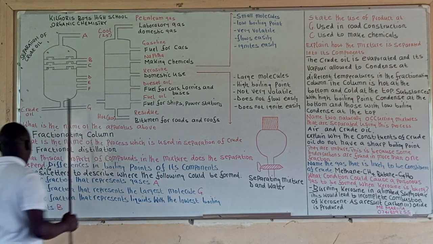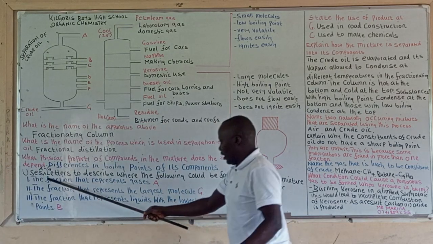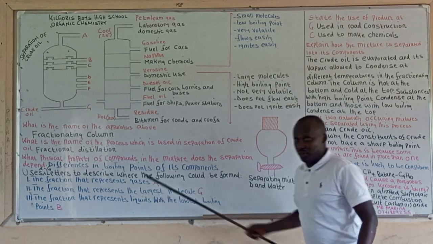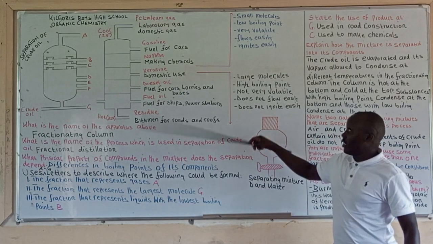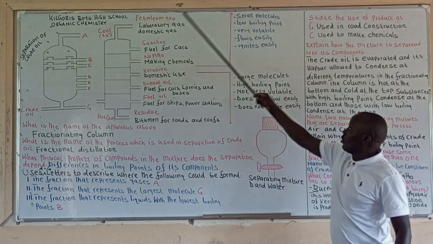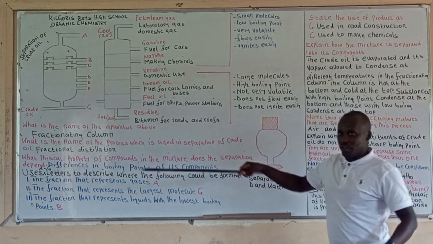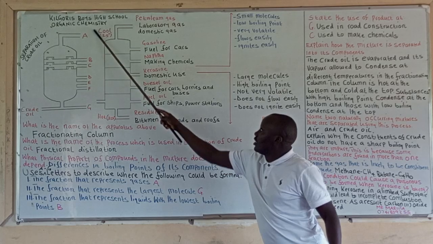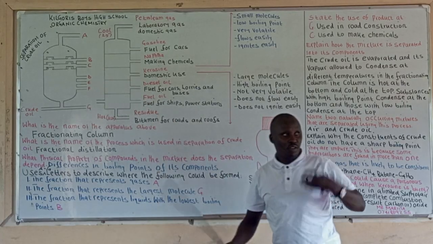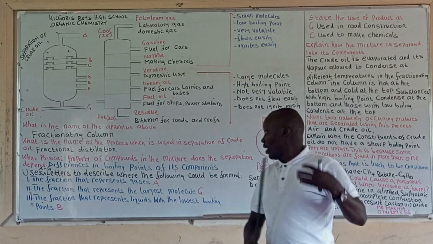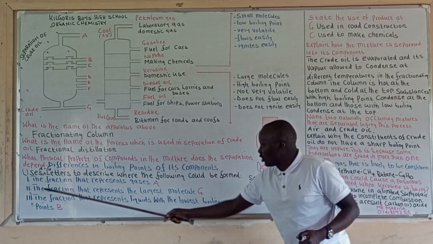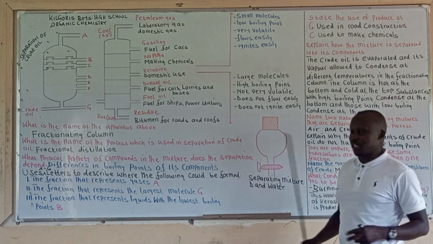So first of all, you have the fraction that represents gases. In my second diagram, at the top we have the petroleum gas. So the fraction that normally represents gases, you can use this letter A. In this letter A, we have normally the fraction which represents gases.